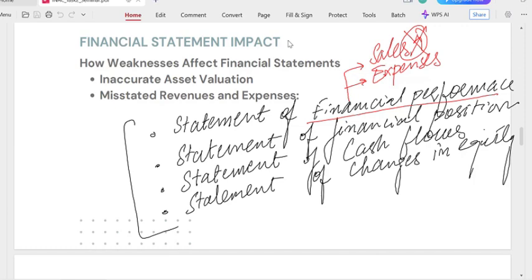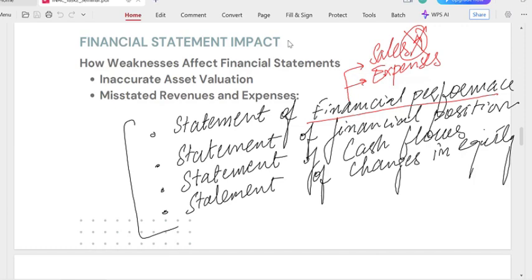Okay, so for example, there is a weakness in your system and a fraud is going on in which there is theft of inventory. So what is happening? Your assets are undervalued, right? Like for example, if you have assets of 500,000, but 100,000 of the inventory is stolen, so you are writing 400,000 in your financial statements, which means your assets are undervalued, right? You don't want that, okay?